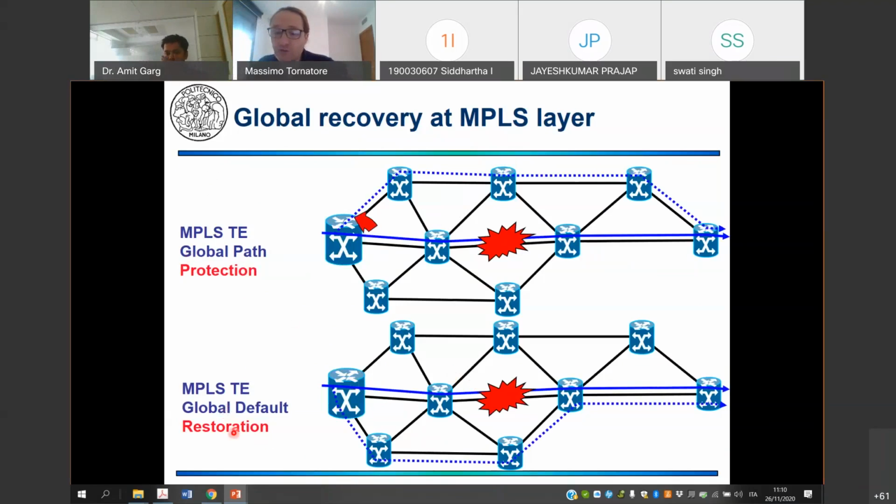Only observation I want to make, obviously, if you do restoration instead of protection, the backup path, which is this one, since it is calculated after the failure, can reuse some of the capacity of the working path. And in fact, in protection, we have disjoint paths. In restoration, we do not necessarily have disjoint.